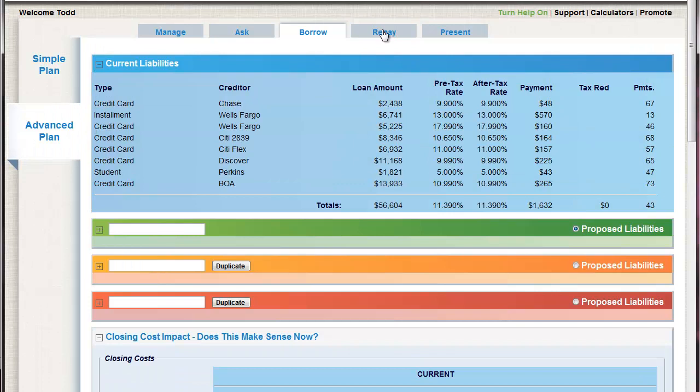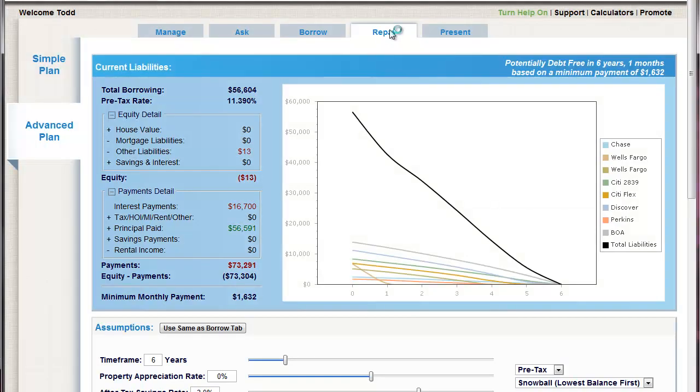What's so powerful about this is if you have someone who's got credit card debt and they're not in a position to refinance, maybe because their property values are low or they've lost their job, what he was able to do is go to the Repay tab and model for this client their current situation compared to an alternative. Currently they have 6 years and 1 month to be debt-free, paying $1,632 a month. I can see each of the debts and liabilities here, and the master line, the total liabilities being paid off in 6 years and 1 month. It's going to cost them $73,304 over the next 6 years to pay off that debt.